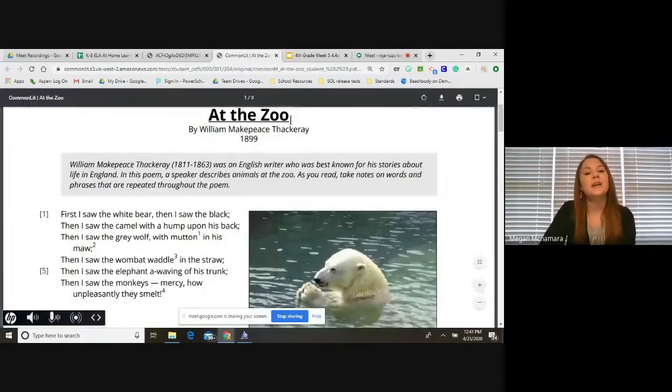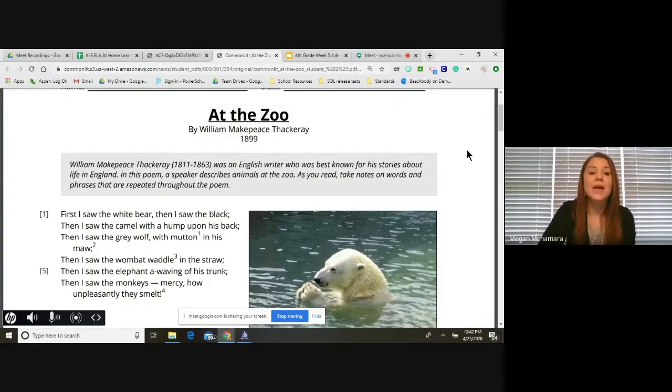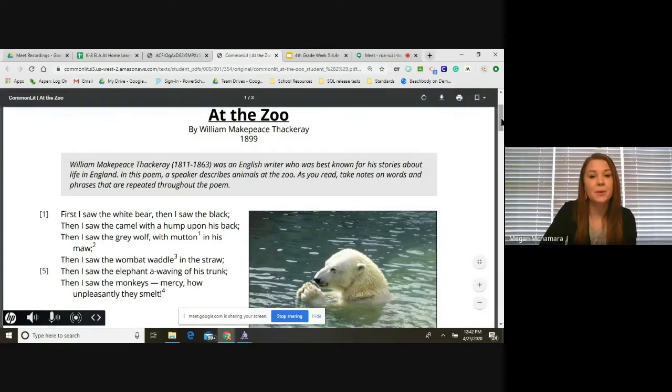We're going to get started on our poem. So the title of our poem today is At the Zoo. While we read At the Zoo, I want you to be thinking about alliteration and rhyme and be looking for examples of those in our poem.